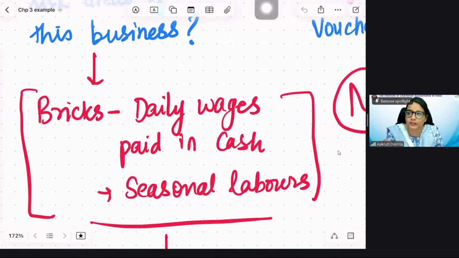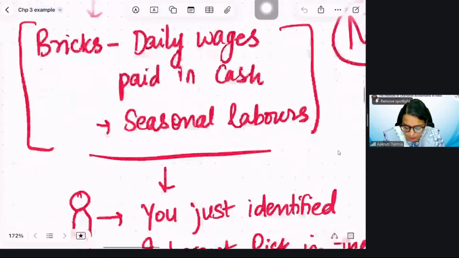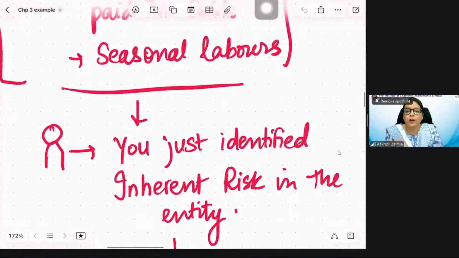So default risk is a layman word. What is the technical word for it? What is the auditing word for default risk? Inherent risk. Where did we study the word inherent? Do you remember? We have already studied the word inherent in chapter number 1.